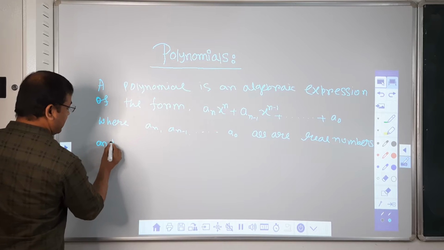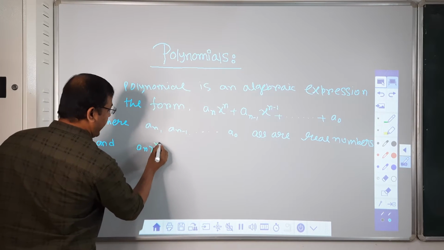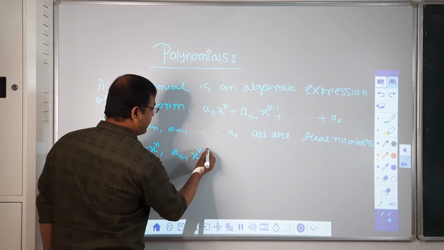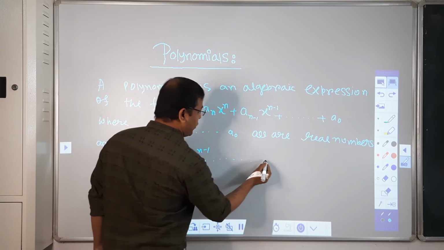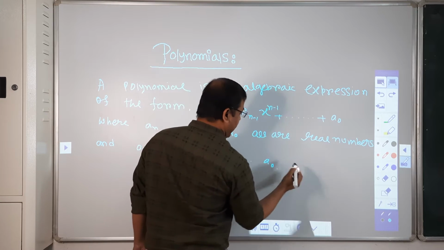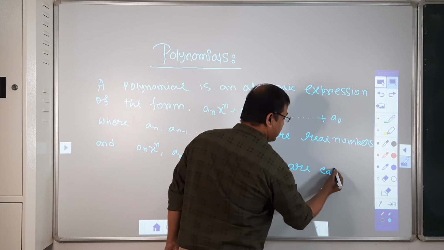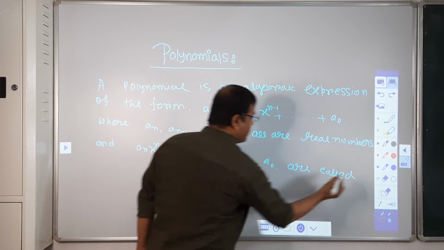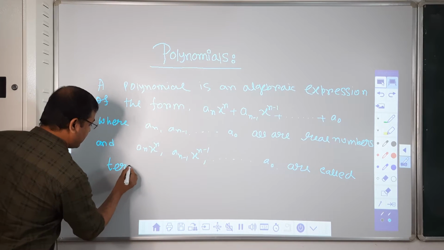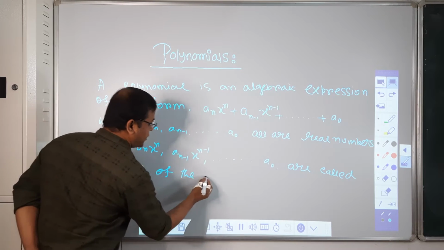And an x to the power n, an minus 1 x to the power n minus 1, dot dot dot a0 are called terms of the expression or polynomial.